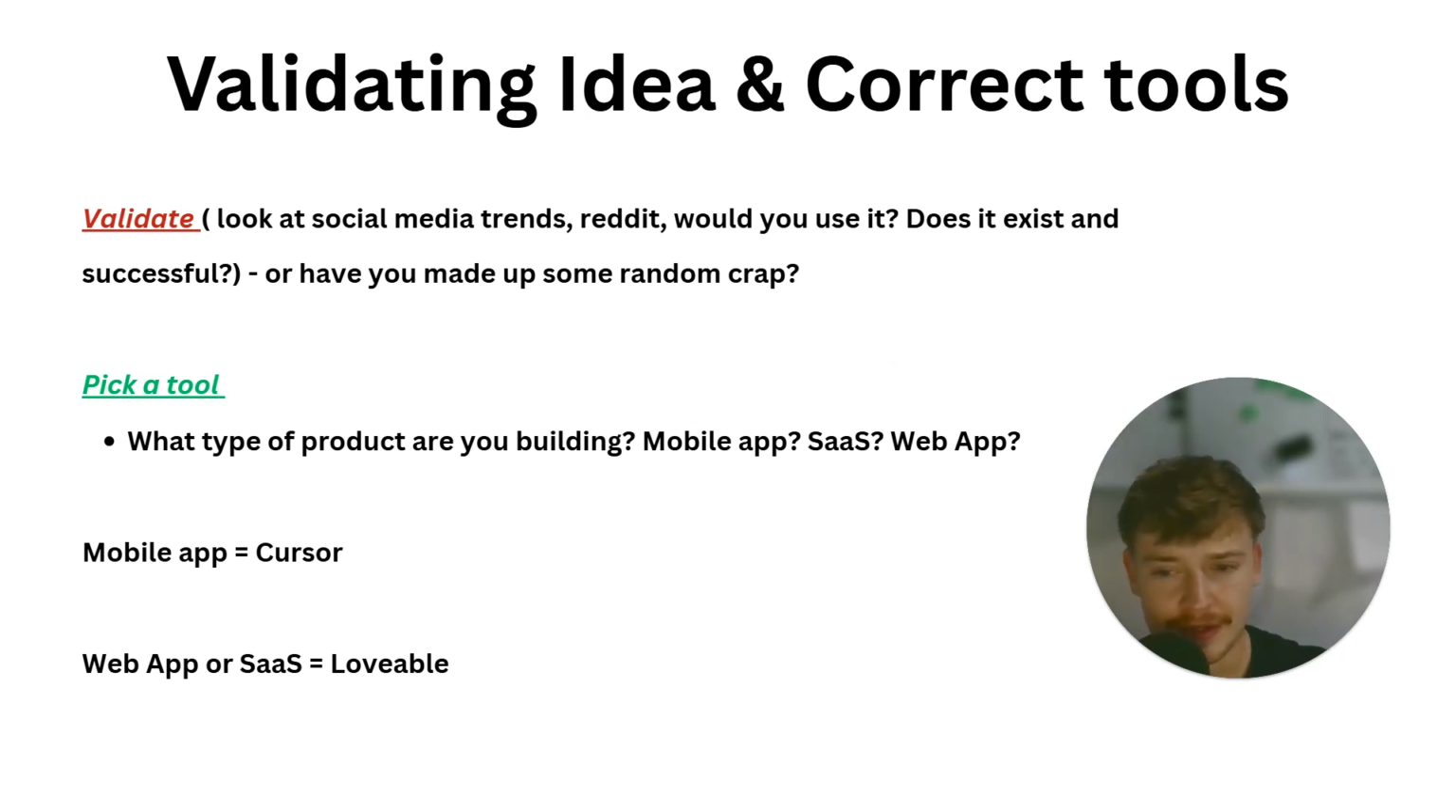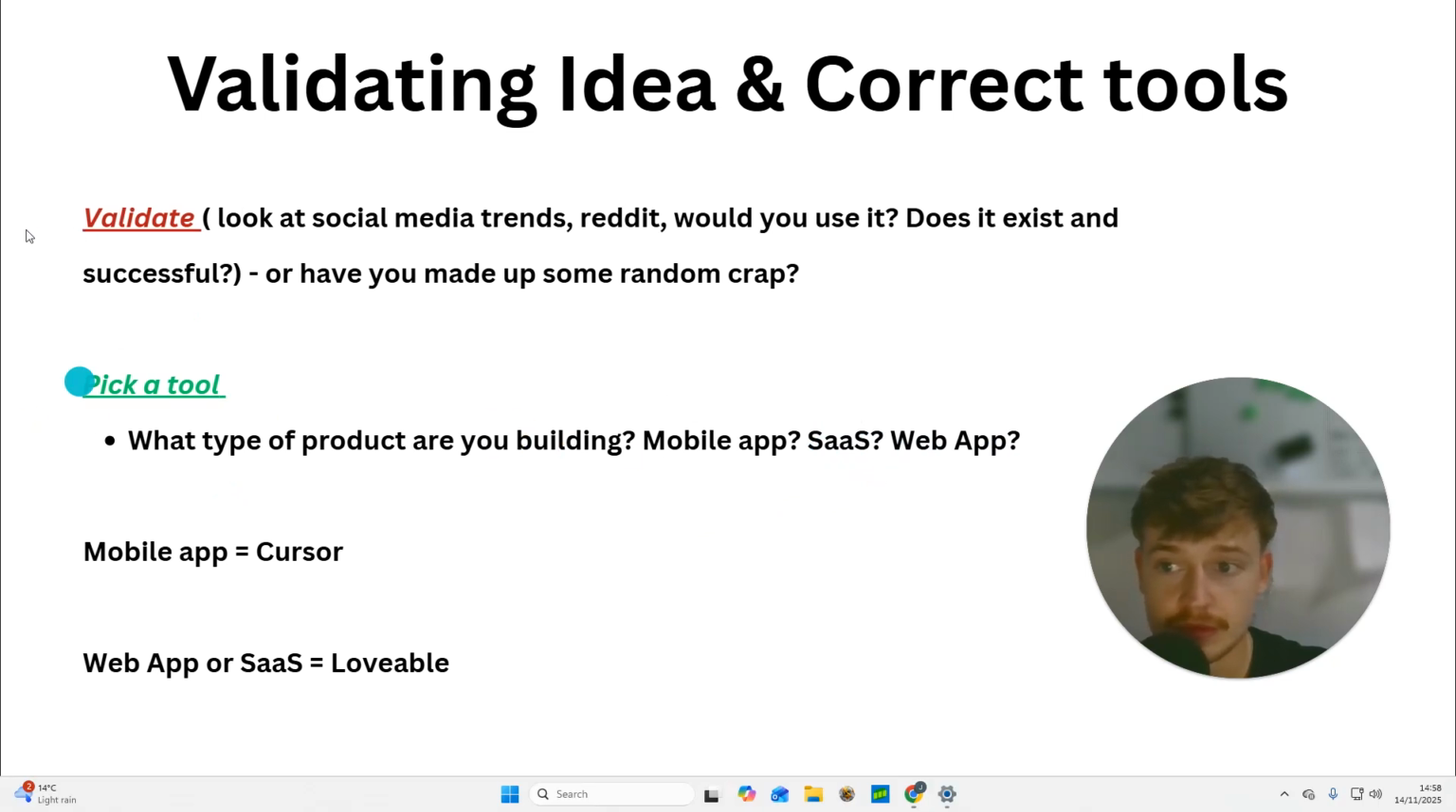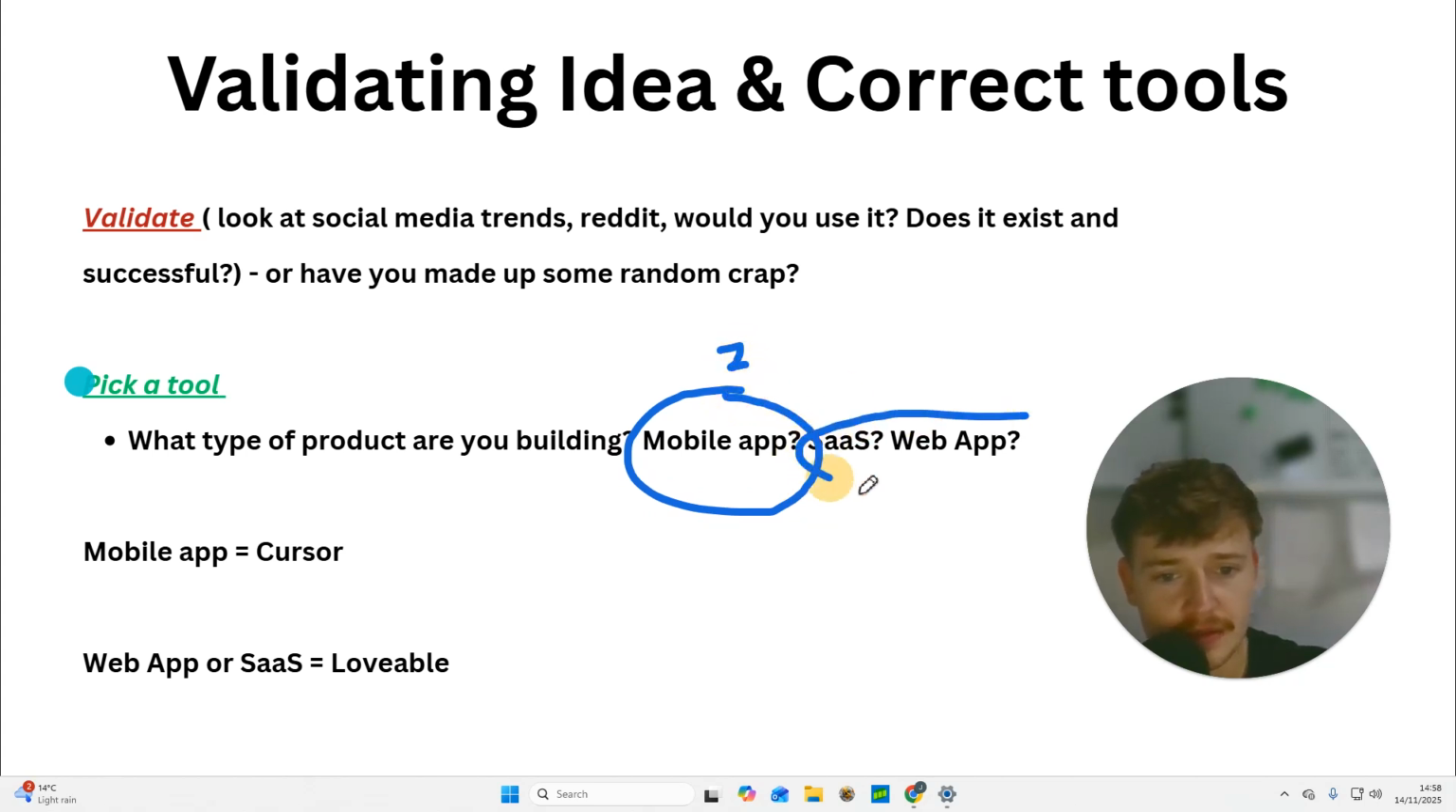You just don't know where to get started. I'm going to talk about two things. So firstly, it depends what type of product you are building. Is it a mobile app or is it a SaaS or a web app? So imagine I've just drawn, let me get my little pen out. Let's go. So mobile app is one section, and then SaaS and web app is two sections.